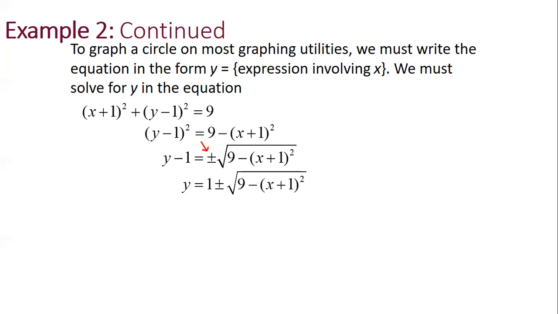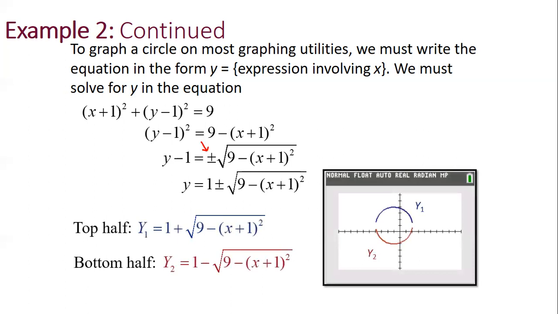But what you're gonna do is put in 2 separate equations in the calculator in order for this to work. You're gonna put in 1 plus the square root of 9 minus x plus 1 squared, and you're gonna put in 1 minus the square root, okay? And what that does is it forces the calculator to graph them together. So let me open my calculator.